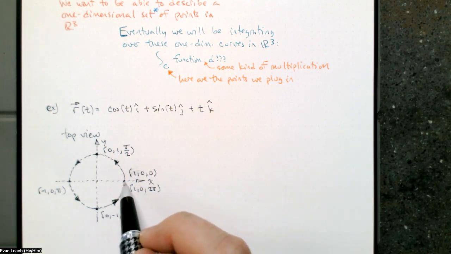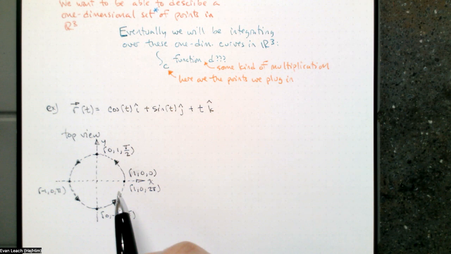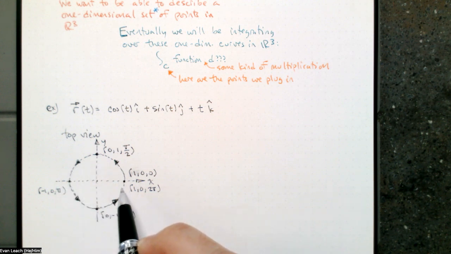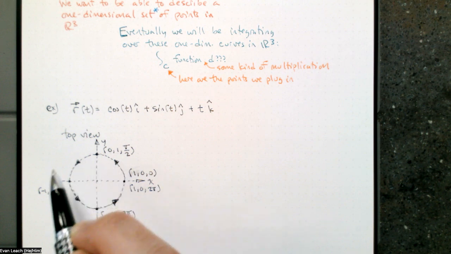So this circle is actually part of a spring going up. It goes once around counterclockwise, but instead of staying flat, it goes up. It climbs up.